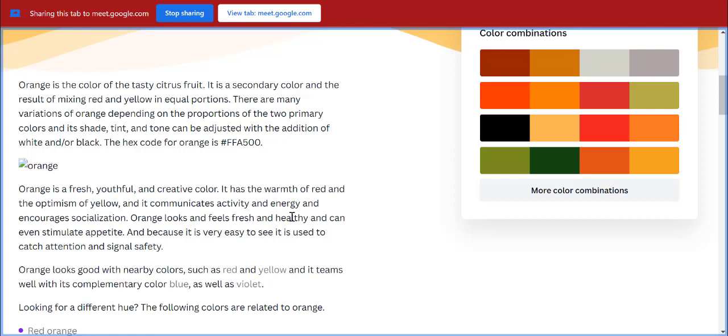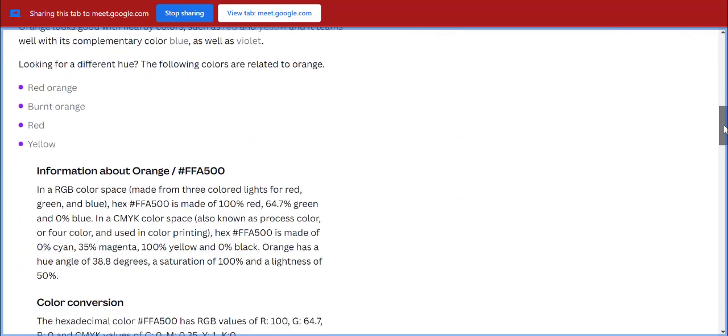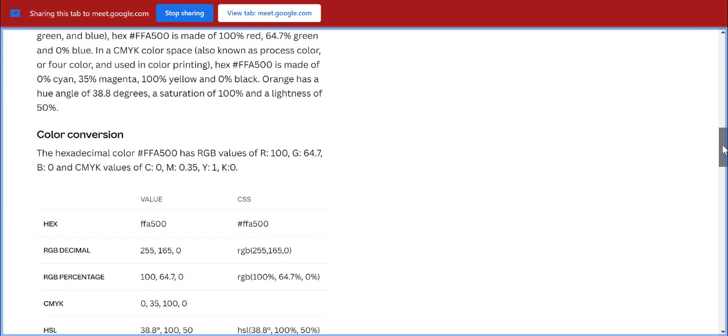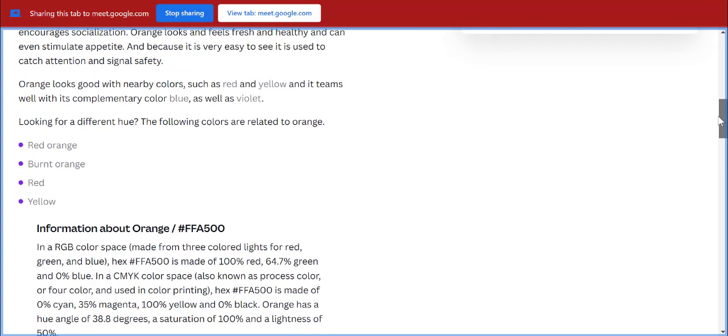Wow, that means... okay, which is true, by the way. And it says, because it is very easy to see, it is used to catch attention and also signal safety. Very good. So we also have here different color combinations for that: the RGB, the hex code, and the CMYK. So please take note of that.